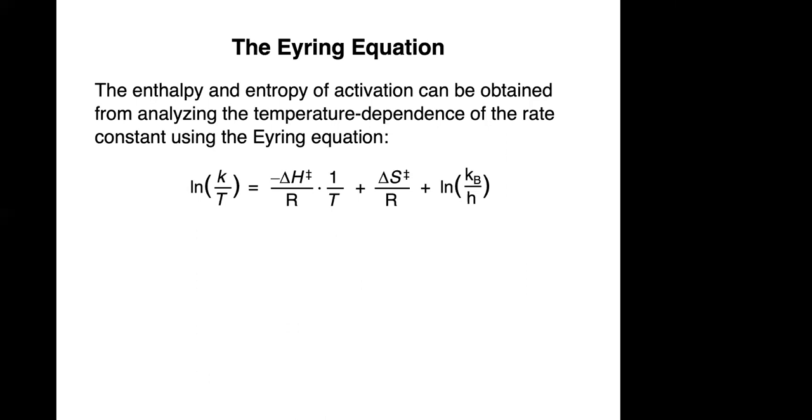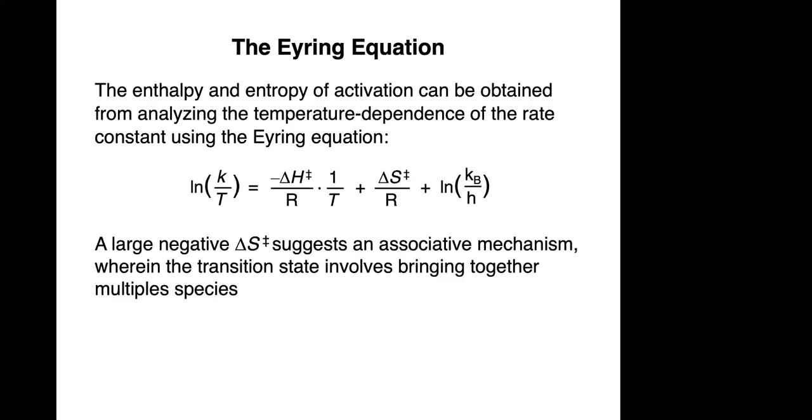So here you can plot the log of the rate constant over temperature versus 1 over temperature, and extract from the slope the reaction enthalpy of activation. And from the intercept, you can extract the entropy of activation. And the interpretation is, if you have a large negative entropy of activation, this suggests an associative mechanism where the transition state would involve bringing together multiple species.